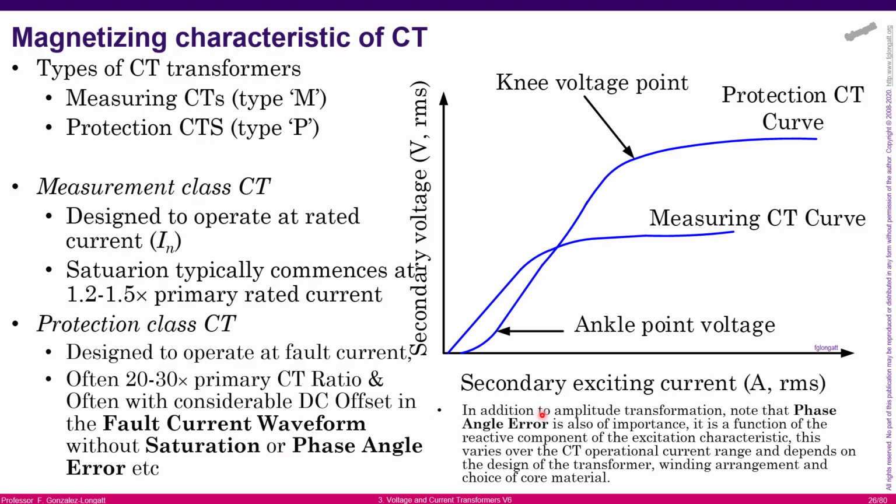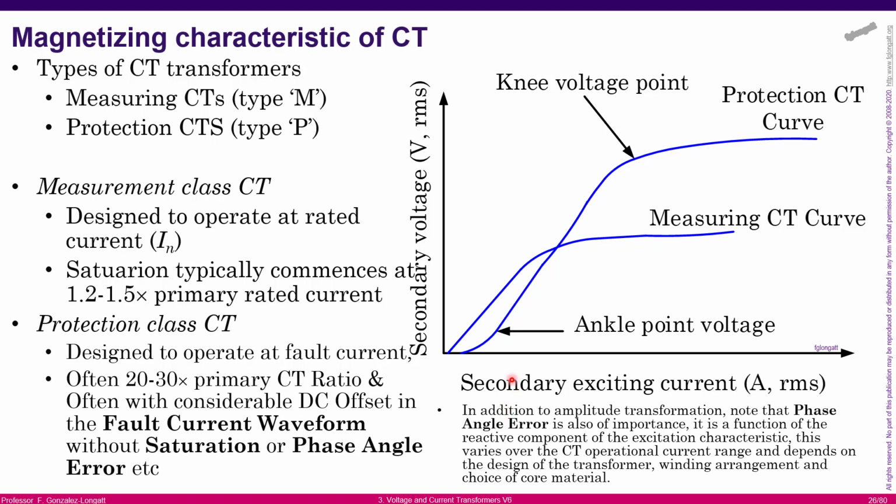Okay, something that is very important, all my students must be familiar: we want the signal on the secondary to be the same as on the primary, just changed in magnitude. But phase angle error is something that can happen.